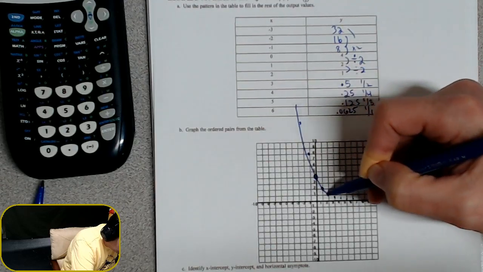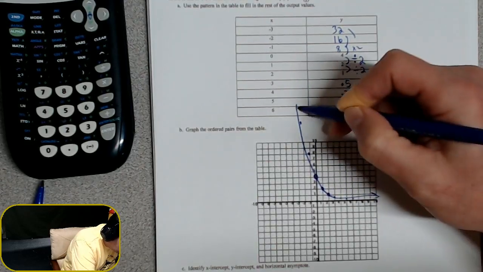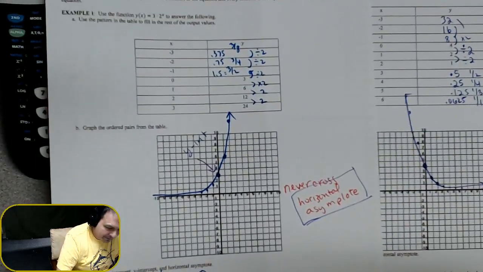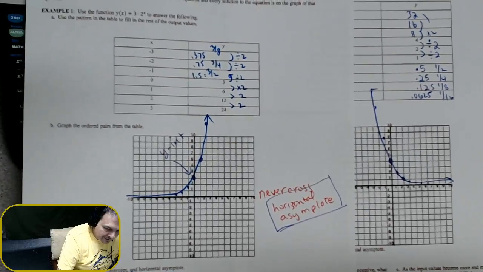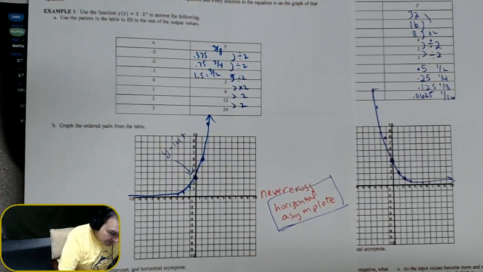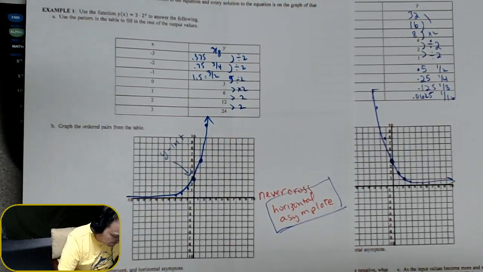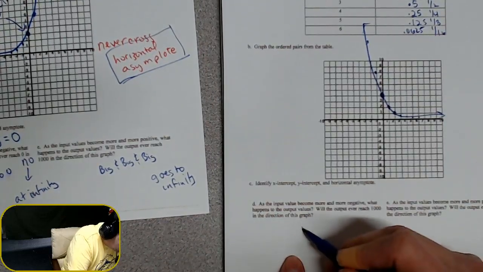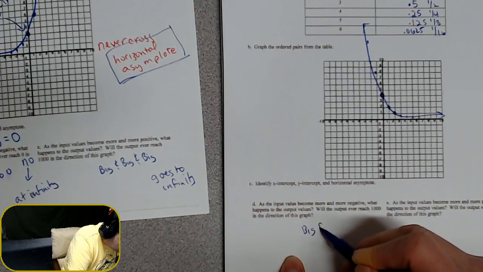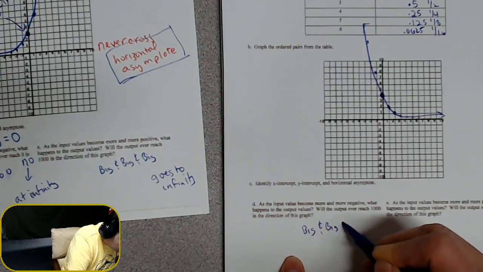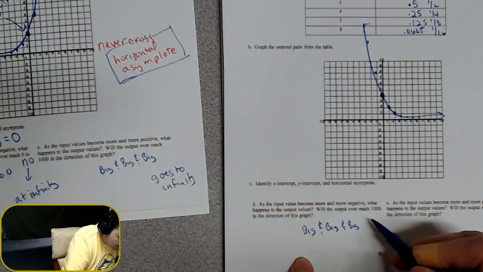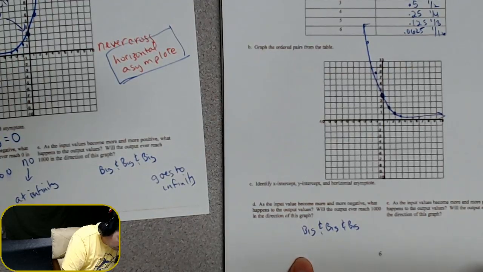So let's show this graph. Doesn't that graph look very similar to this graph? You see those two graphs right there? So this time, as the inputs get more and more negative, this gets bigger. See how it's backwards? And bigger and bigger. Will it ever reach 1,000? Sure, we could do that.